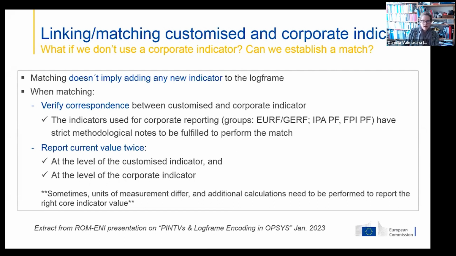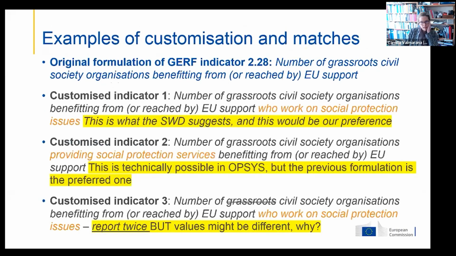Let's look now at some examples of customized indicators and matches. So the original formulation of GERF indicator, which we took for the purpose of this short exercise, is indicator 228. Number of grassroots civil society organizations benefiting from or reached by EU support.